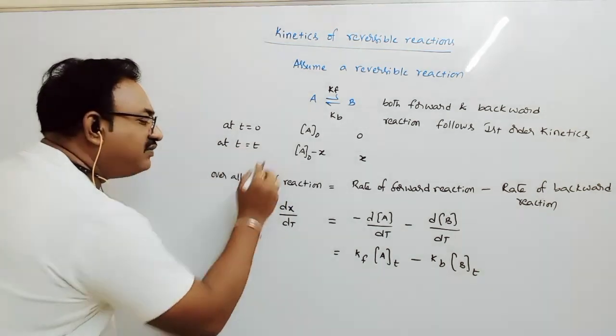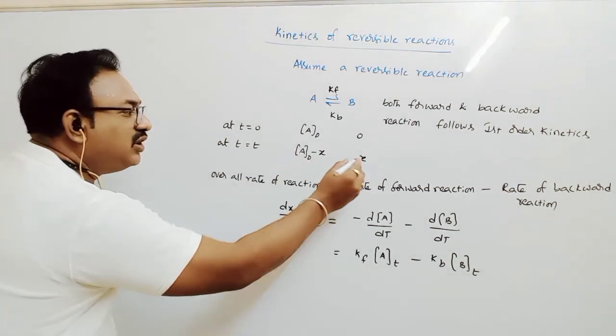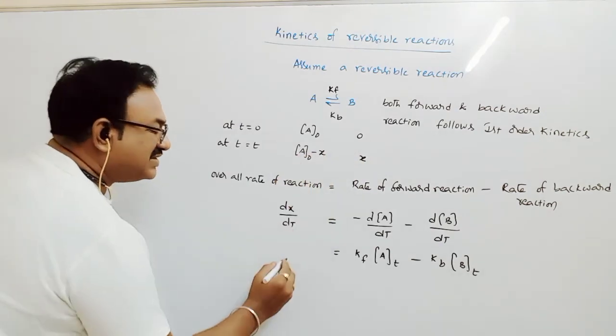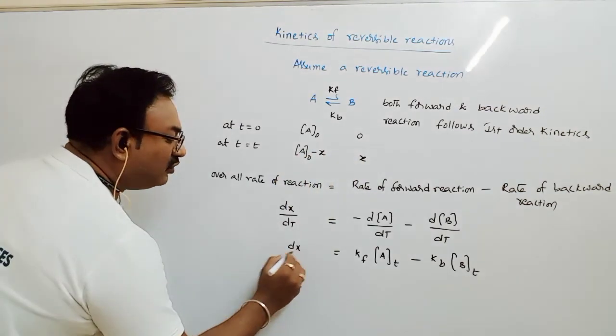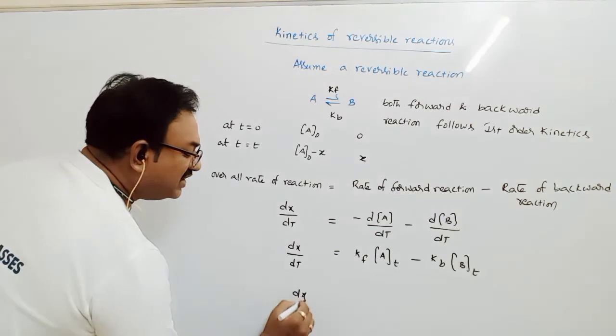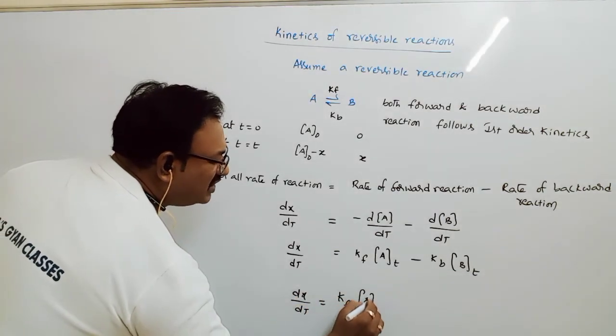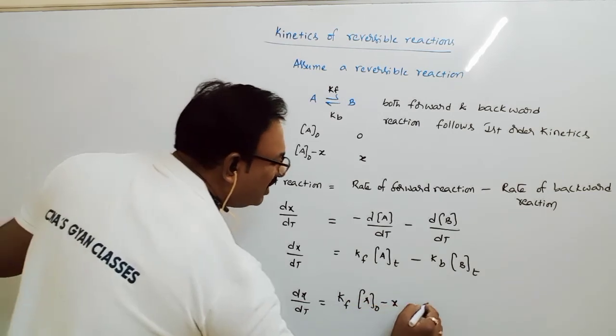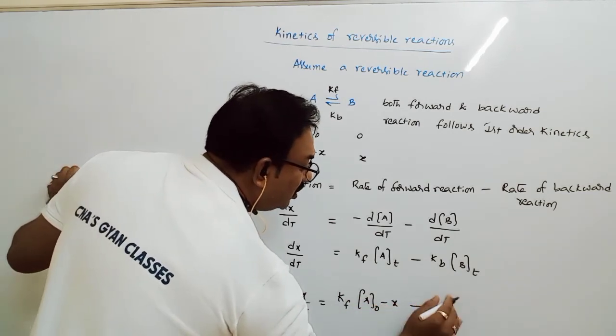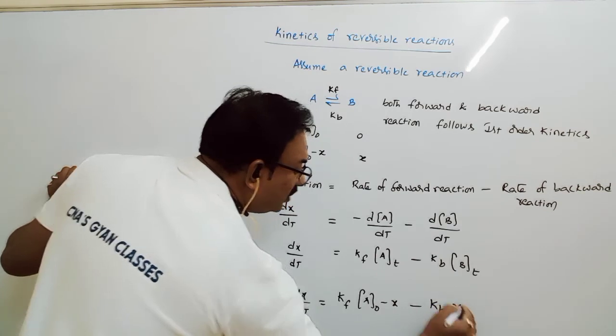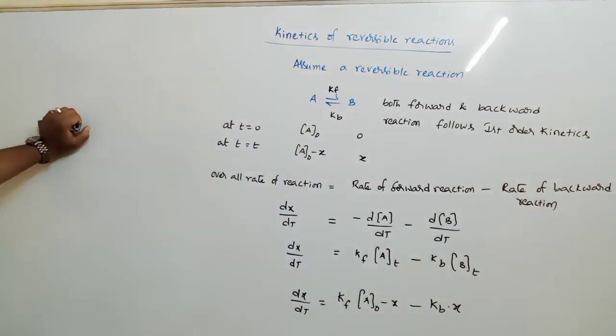If you take after t time, B is X and A is A0 minus X. Therefore, the overall rate can be written as dx by dt is equal to Kf into concentration of A0 minus X, minus Kb into X, because the concentration of B at that instant of time is taken as X.